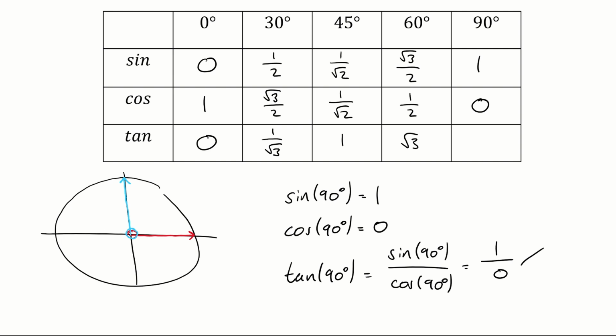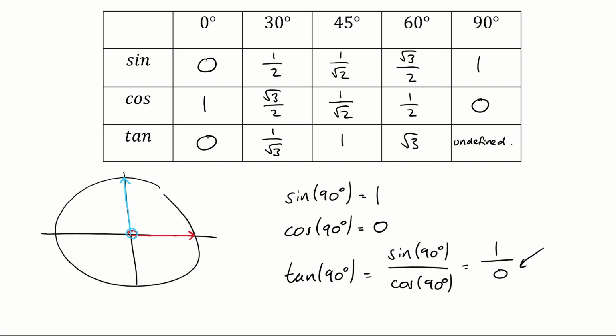And we experience a big issue when we have to divide by 0. We cannot do that. We can't divide anything by 0. So the answer to this one would be that this is actually undefined. There is no answer for the tangent of 90 degrees.